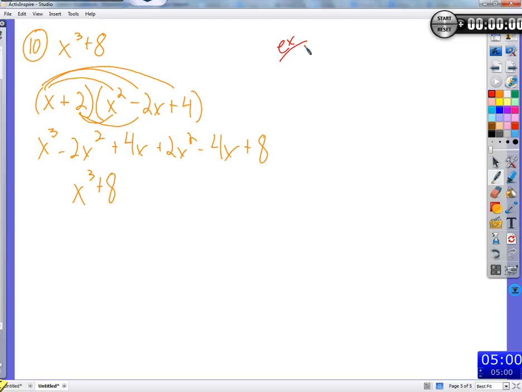I'll make up an example. Someone give me an example of a difference of cubes. X cubed minus, we'll do 27 just because it's different from 8. We already used 8. We could even do 64 there, just so we can see that this is a cube, and this is a cube. And we can factor it out as a difference of two cubes.